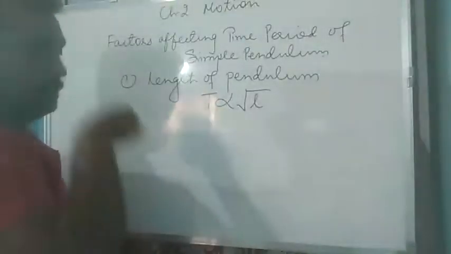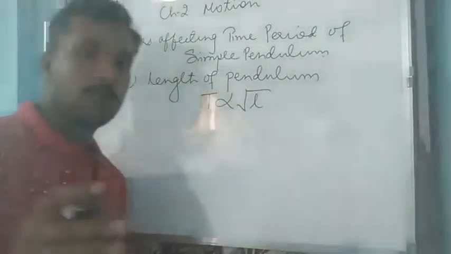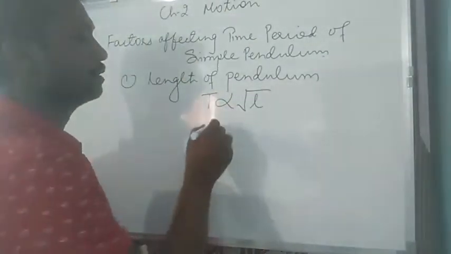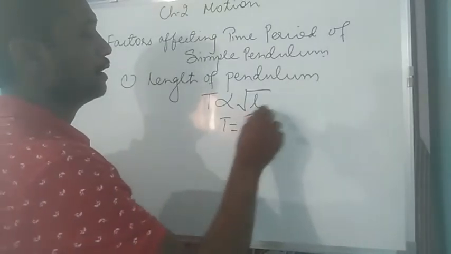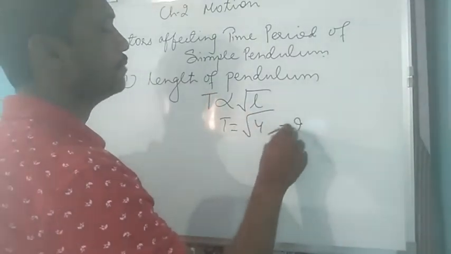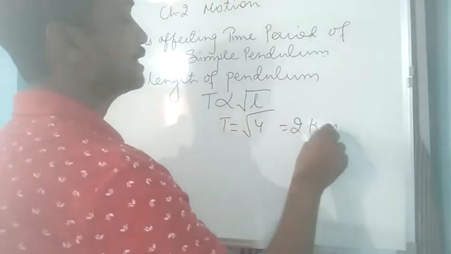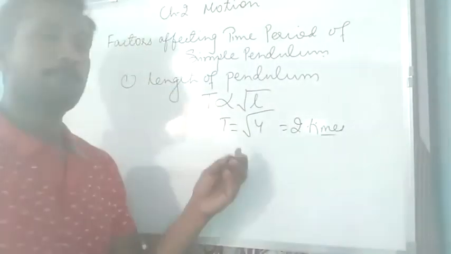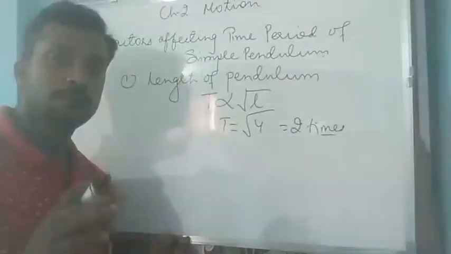For example, if the length of a pendulum is increased by 4 times, then the square root of 4 will be 2 times. So in this case we can say that the time period of the pendulum will increase by 2 times.